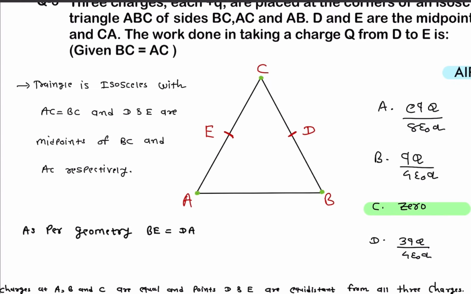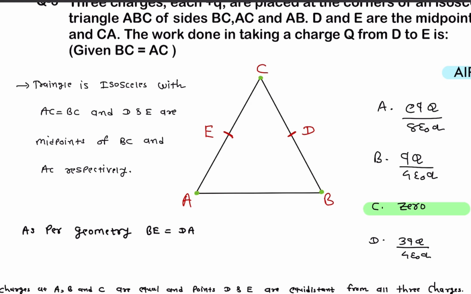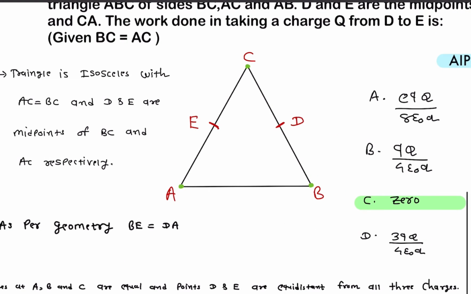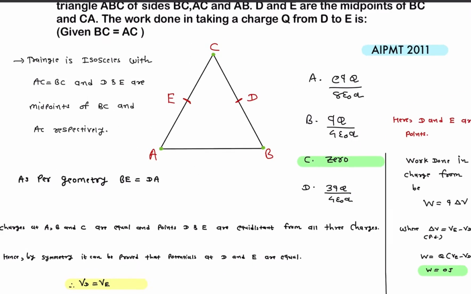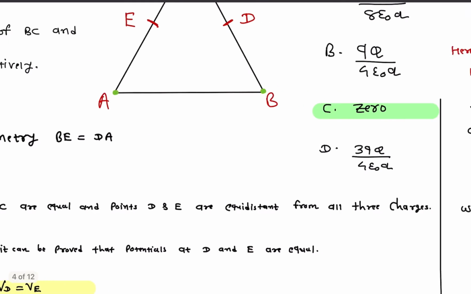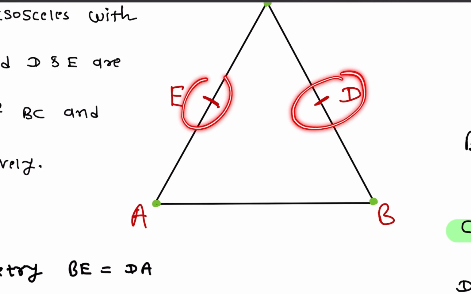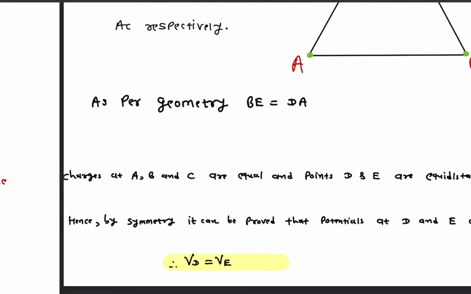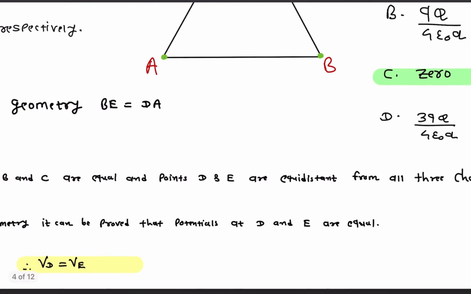Given triangle ABC is an isosceles triangle. The property of isosceles triangle is AC is equal to BC. The two sides AC and BC are equal, where D and E are the midpoints of BC and AC respectively. As per the geometry, BE is equal to AD, and the charges at ABC are equal, and points D and E are equidistant from all these three charges. Because plus Q charges are placed on the three corners of the triangle, and D and E points are equidistant from these A, B, C points. So hence by symmetry it can be proved that the potential at D and E are equal.